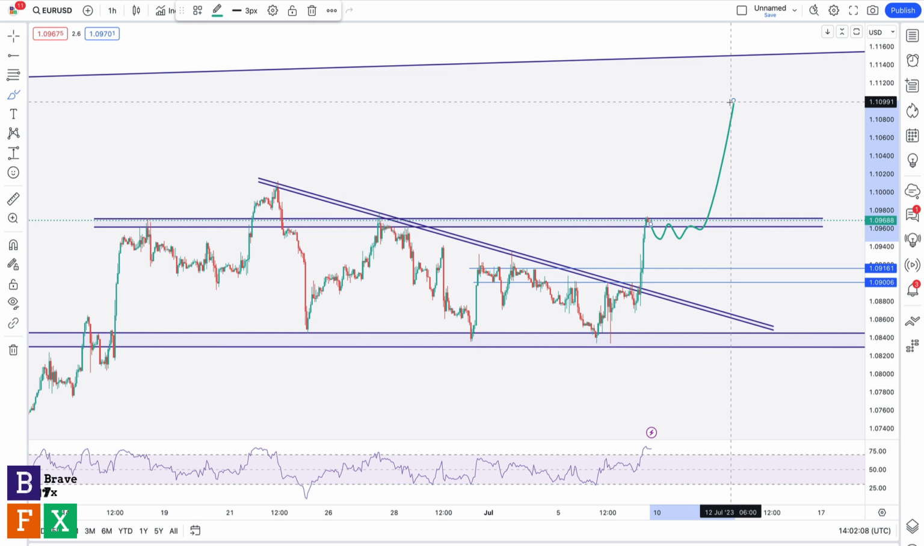So if you're going to be trading EUR-USD, I believe you have to pay attention to these price levels because these would be the two possible scenarios for a long position. For those going short, good luck with that. I'm not going to be going short on EUR-USD.